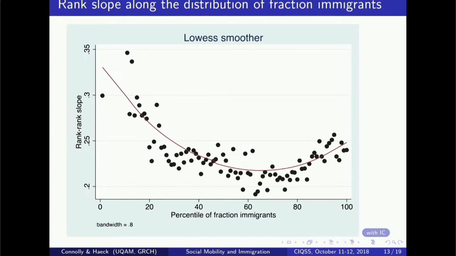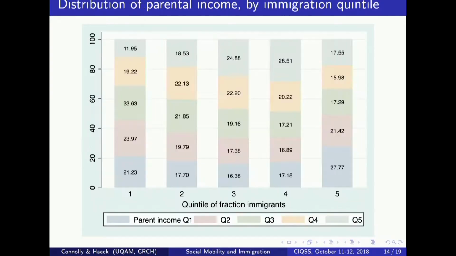So again, it's not quite what I was expecting, so it got me thinking. I started digging a little bit more. And so here's where we're moving to the transition matrices. Okay, so this is not quite a transition matrix yet. Here I'm just looking at by quintile of fraction immigrants.